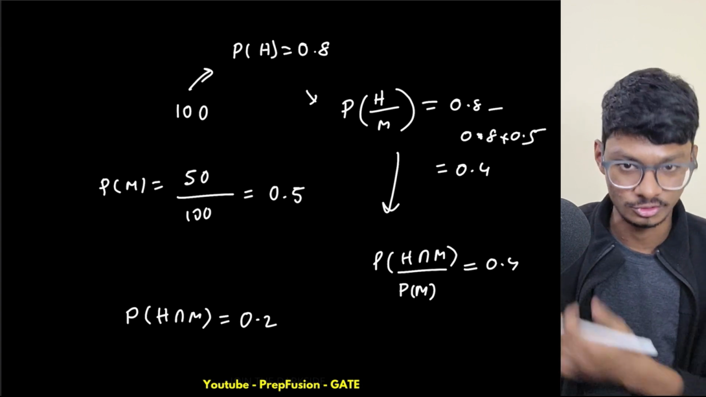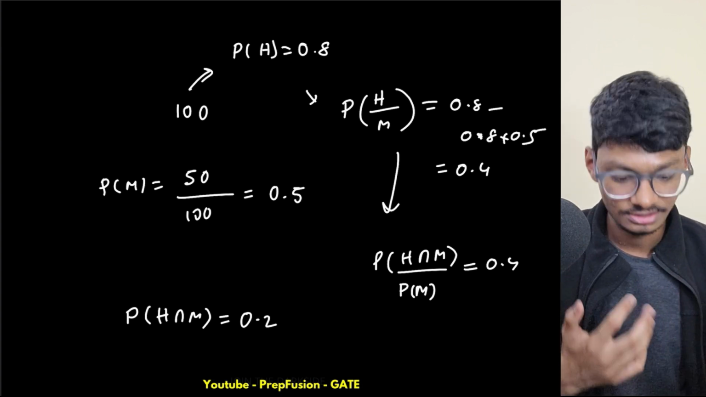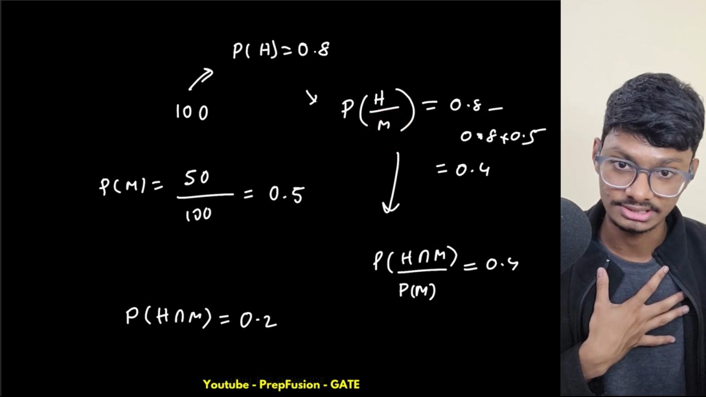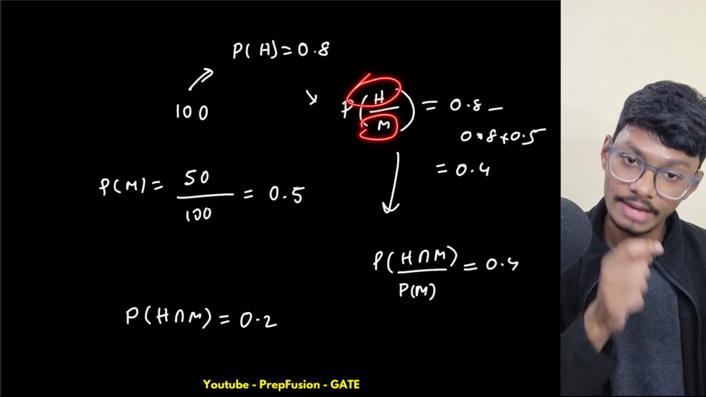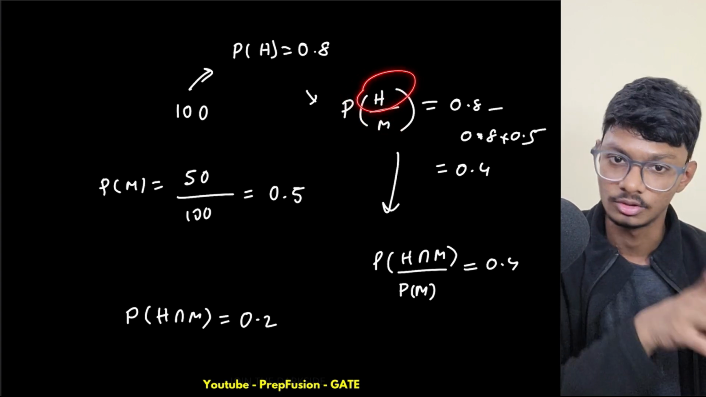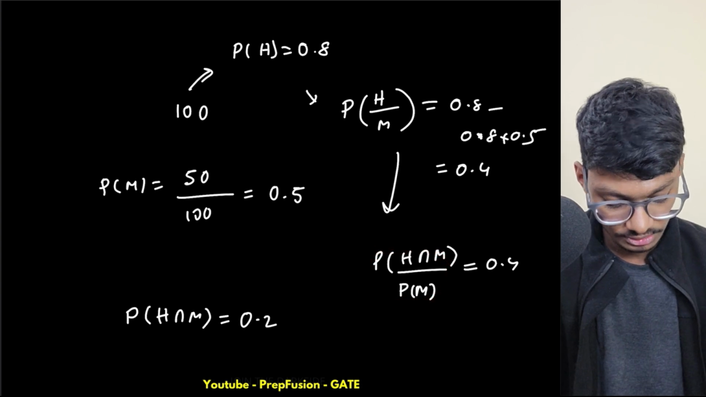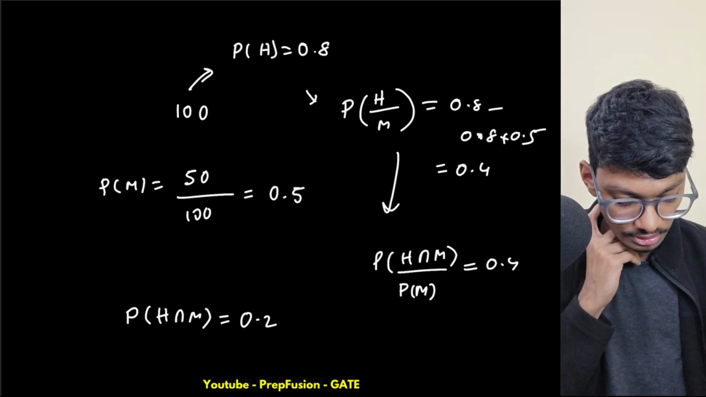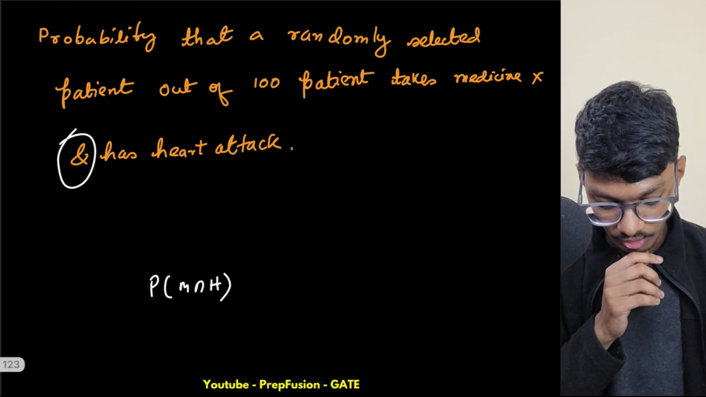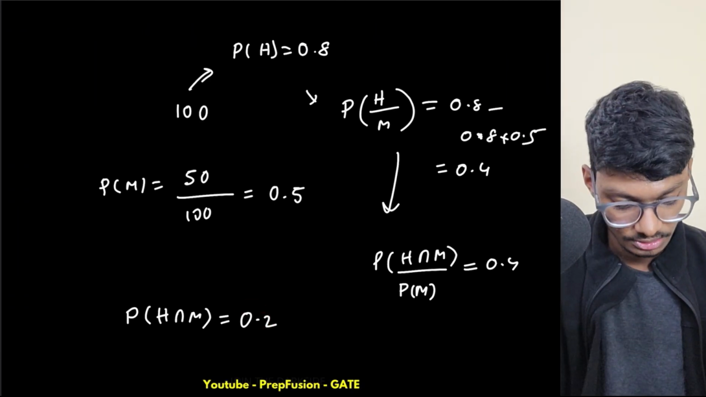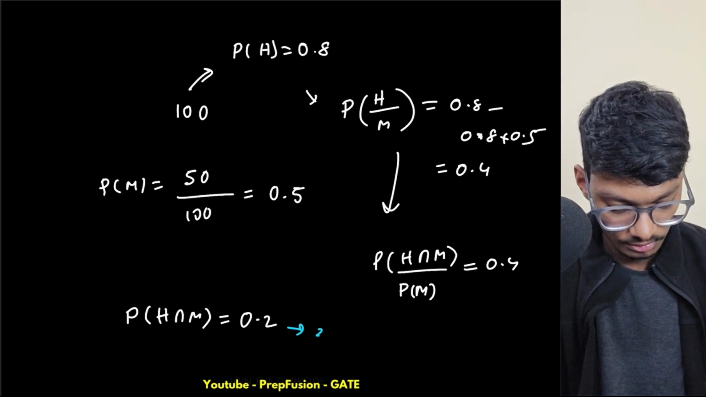Because obviously everyone goes to the hospital, not everyone survives. So obviously if you take the medicine, what is the chance that you will have a heart attack? That's why this M will come in the denominator and H will come in the numerator. Okay, this is about the conditional probability. And from here you can simply find that your answer will be 0.2. Okay, probability will be 0.2, or in the options they have given in percentage, so it will be 20%.